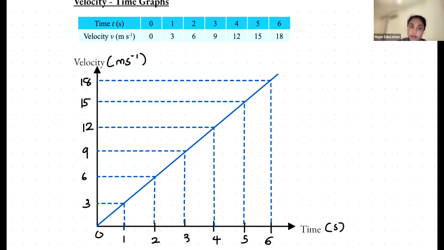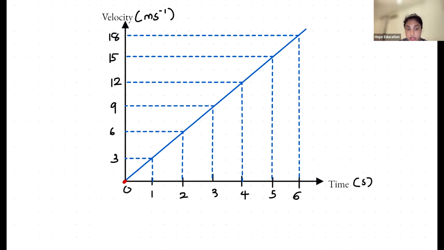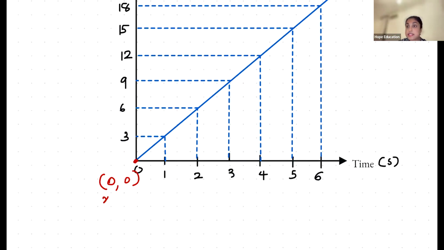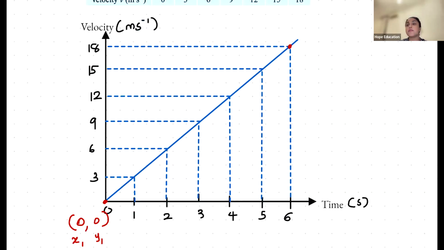I take the very first point. What are the coordinates of the first point? The x value is 0, the y value is also 0. So this is x1, and this is the y value of the first point, so we call it y1. Then I take another point here at the very end point. You can take any 2 points you want. I take the very first point and the very last point.